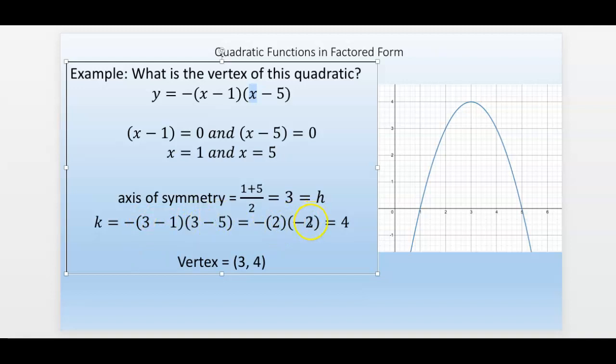You'll get that a lot. Don't forget there's a negative in front there. So 2 negatives make a positive, and 2 times 2 is 4. So the y-coordinate of the vertex is 4. When x is 3, y is 4. That's the vertex, and that's how you find it.